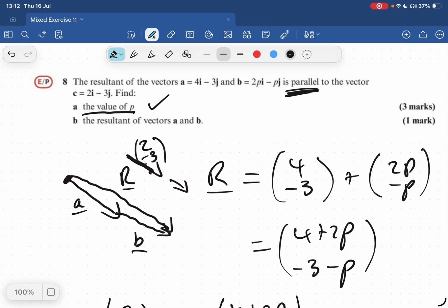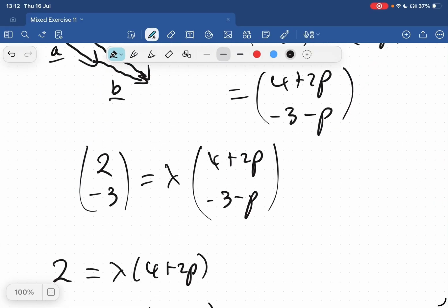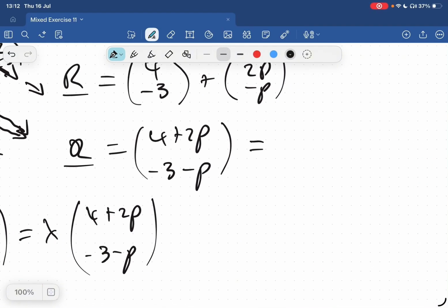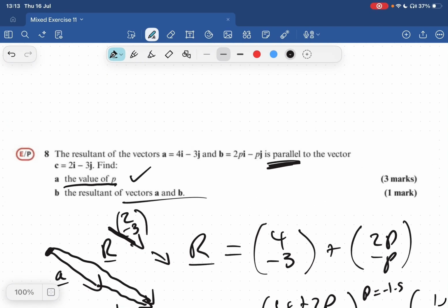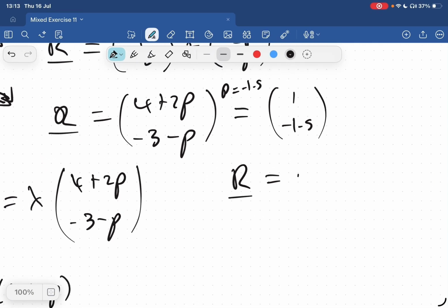Now, we need to find the resultant of vectors a and b, so this is just finding out what r equals. Let's use r up here. So we sub in p is -1.5, and we get 4 take away 3, so +1, minus 3 take away 1.5, so we get -1.5. It's always good to write the answer as they give it. They give it in terms of i and j, so we give our resultant vector in terms of i and j, and that's our final answer.